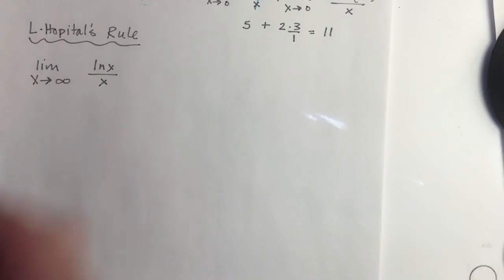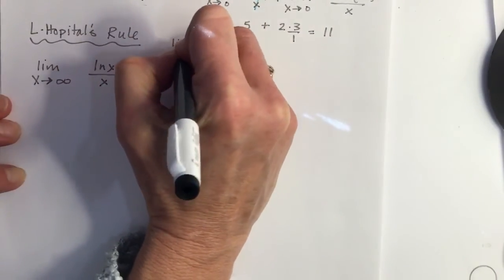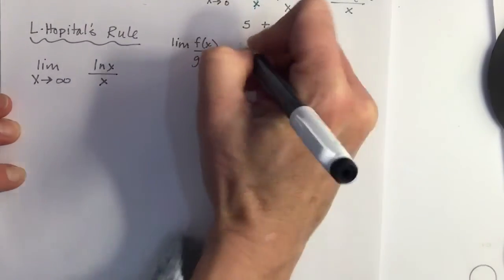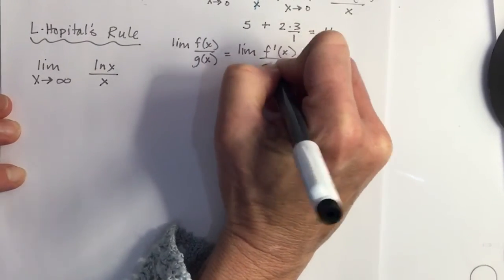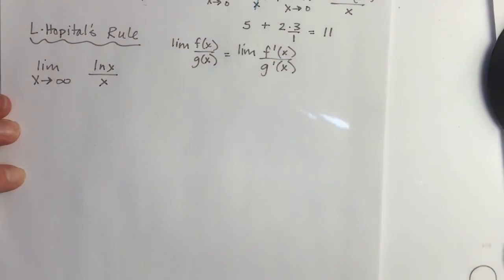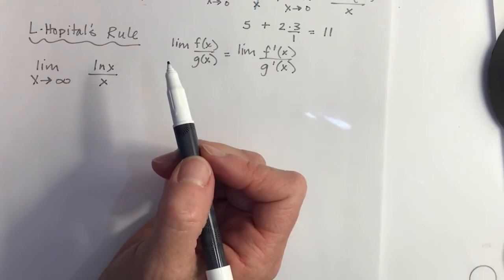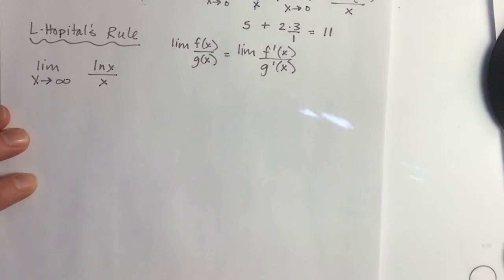So when we do this, L'Hopital's rule is the limit of f of x over g of x is equal to the limit of f prime of x over g prime of x. So you can take the derivative of the top and bottom and then take the limit and then get your answer. So L'Hopital's rule is really handy in stuff like this that can't be factored. It's not a special trig limit. You don't know what to do with it. You do a direct substitution and you get nothing.